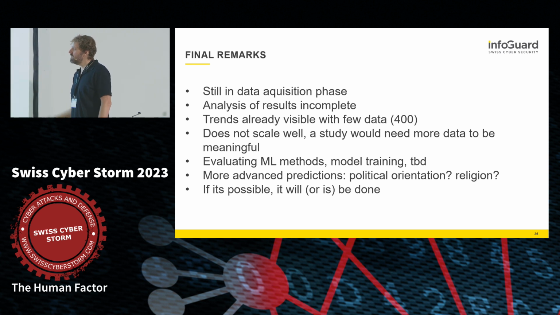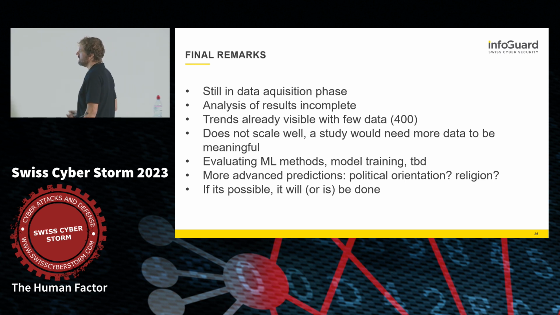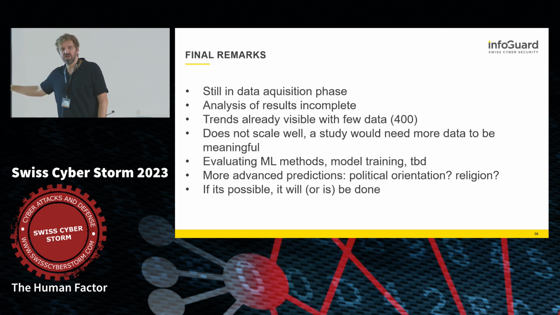I'm also evaluating the methods that I can use to analyze this. Of course, some machine learning would be interesting, kind of a neural network model, but this is all to be evaluated and to be done. What would be also really interesting, and this is also kind of where this wants to go, is to make some more advanced predictions. If you think about if you would be able to predict the political orientation or the religion of someone, I mean, this is where it can get really dangerous, right?